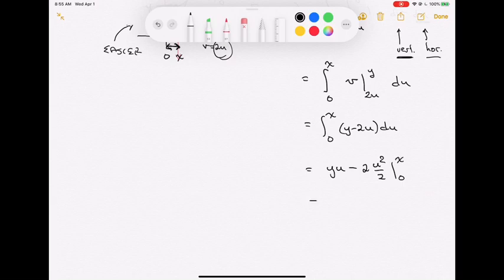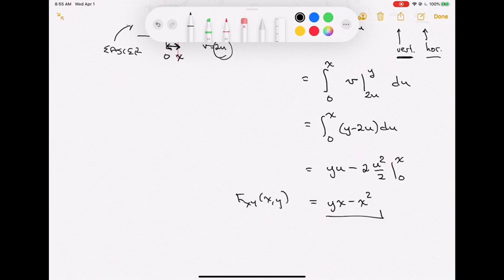Something like that. And what do I get out of this? When I put in the upper limit x, I'm going to get yx minus, the 2's cancel, and I'm just going to get an x squared. And then I'm going to subtract out and evaluate at the lower limit 0, but both of those terms disappear. So y times 0 minus 2 times 0 squared over 2 is all 0. So my final expression for this region is yx minus x squared. And that, remember, was my f(x,y).